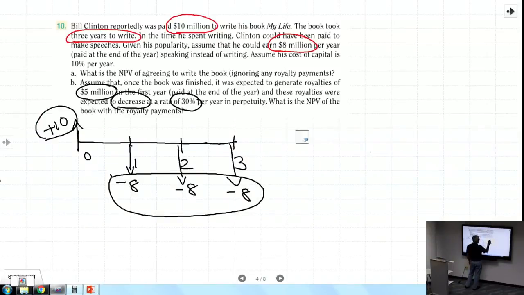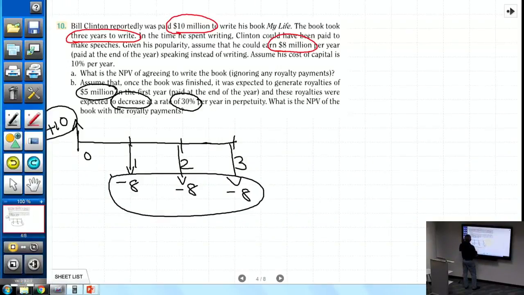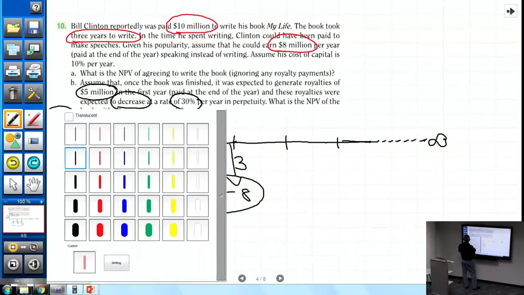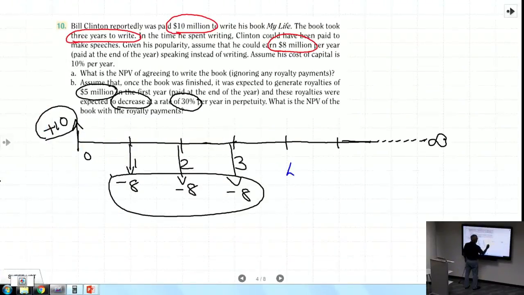So now what we have to do is overlay into our cash flows what happens after year 3. So year 4, year 5, all the way dot, dot, dot, all the way till infinity. So what happens in year 4? In year 4, 5 million is generated from royalties. So the cash flow in year 4 is positive plus 5.